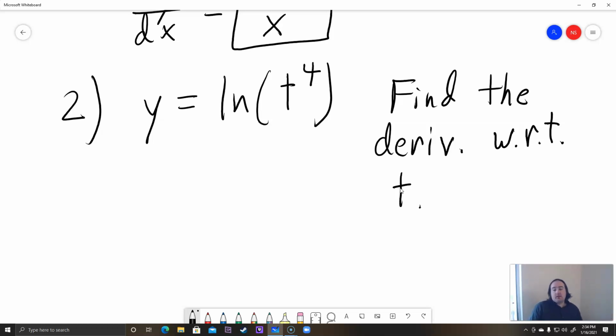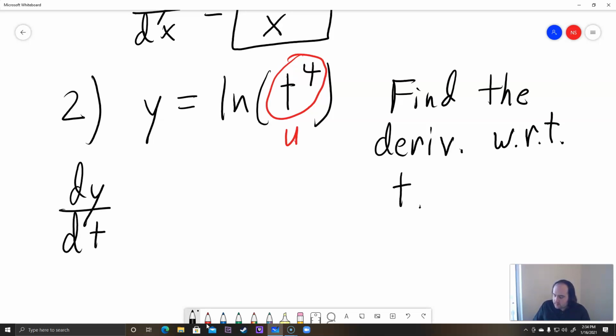Okay, so once again we have a composite function. Our inner function is going to be our u. So here u is going to be t to the 4th. So we take the derivative of the outer function, inner function left alone. Some people call the chain rule the outer inner rule, because you take the derivative of the outer function, inner left alone, and then you multiply that times the derivative of the inner function. So for this outer function, the derivative of ln is going to be 1 over, so we're going to have 1 over t to the 4th, and then we multiply this times the derivative of the inner function.